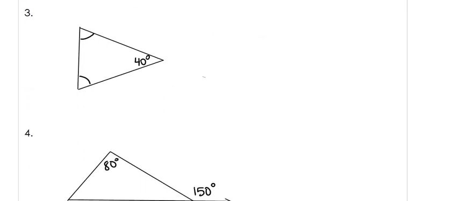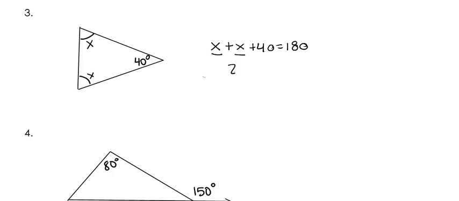Okay, number 3. This one's kind of like number 2 in that two of the angles aren't labeled. However, they have the same arc. So again, go ahead and call them both x. Okay, so when I write my equation, x plus x plus 40 equals 180. Okay, and then I've got to simplify. Like terms, 1x plus 1x would be 2x.